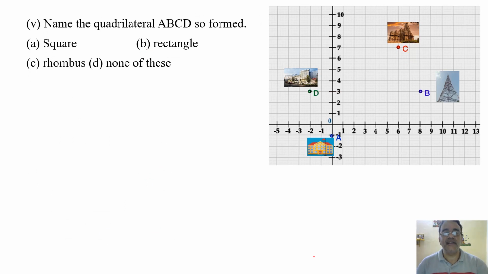Name the quadrilateral ABCD so formed. So square, rectangle, rhombus. So what we have to do, we have to find all the 4 sides first. उसके बाद diagonal निकालना पड़ेगा, क्योंकि अगर 4 sides equal है then we will go for diagonal also. नहीं, rectangle दिया हुआ है तो diagonals निकालना ही पड़ेगा, ठीक है.